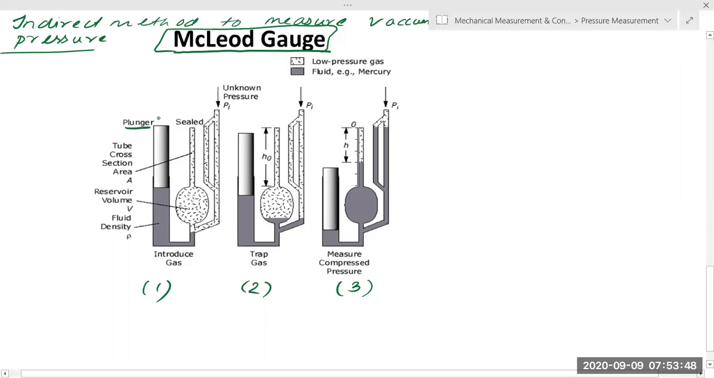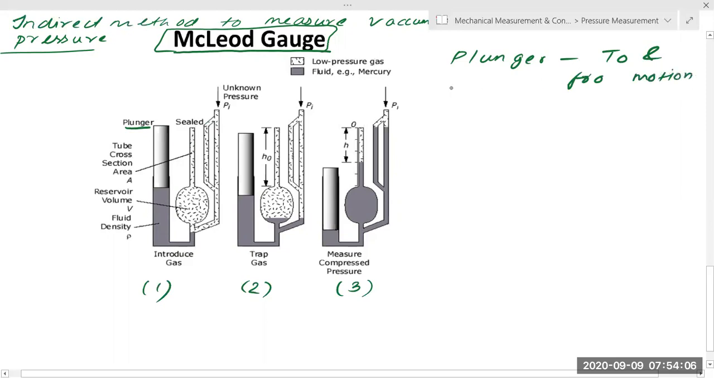What is the function of the plunger? The plunger either moves up or down. I'll just write it: the plunger moves in a to and fro motion.